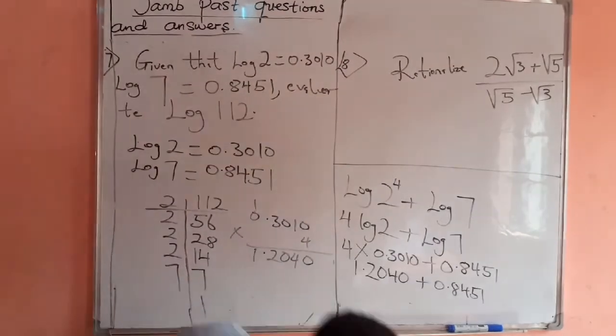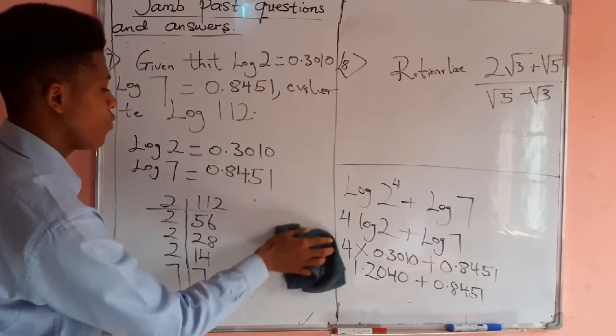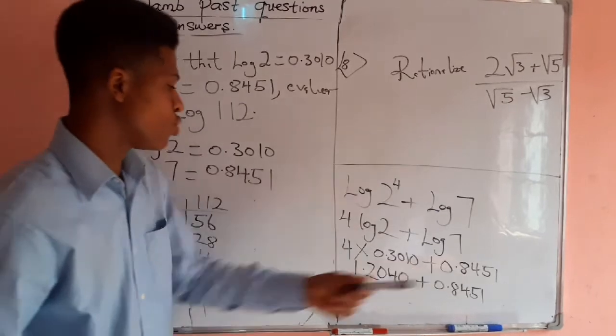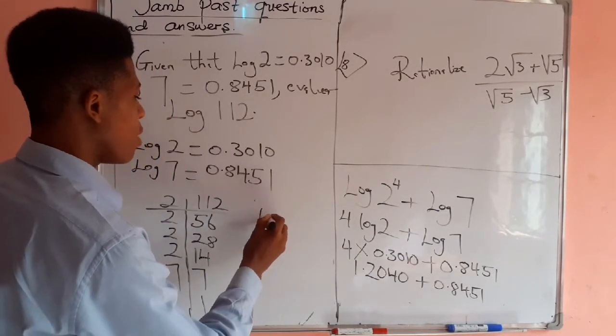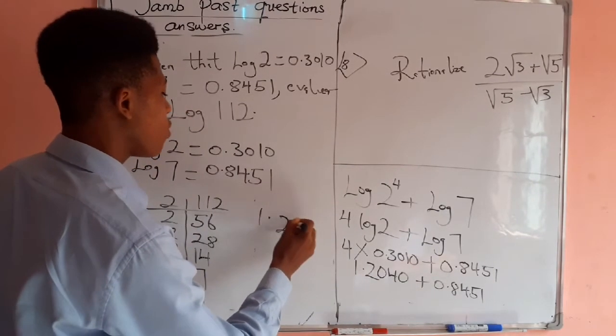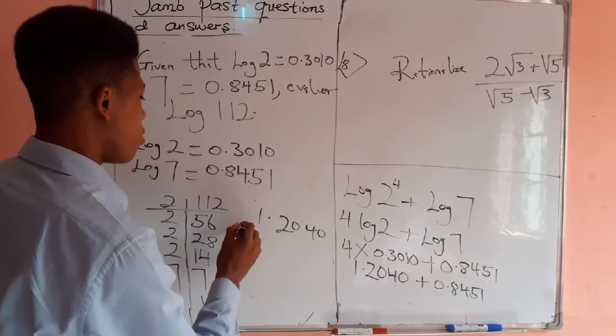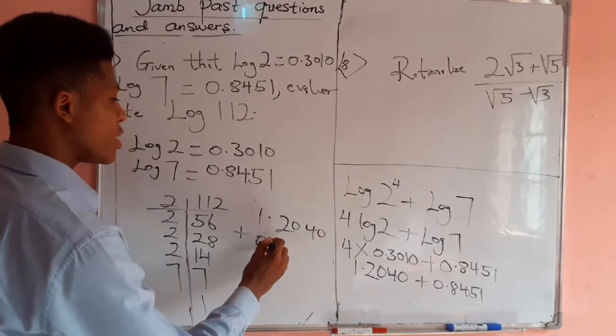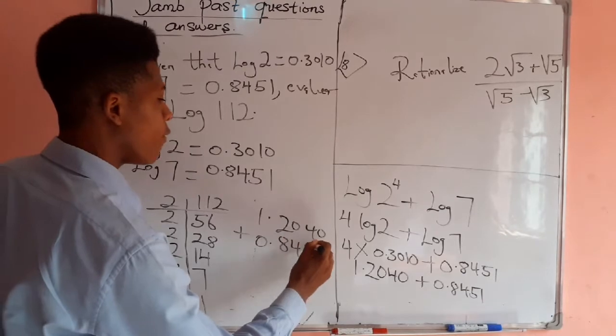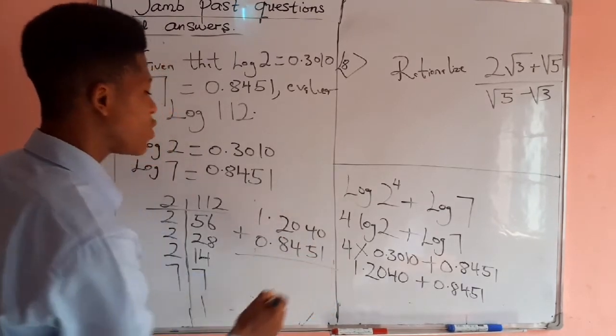0.8451. So now let's add these two numbers together: 1.2040 plus 0.8451. We'll add them together now.